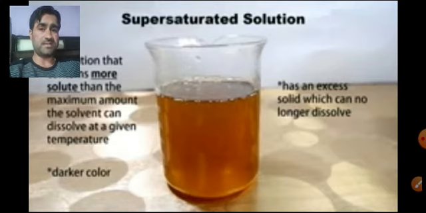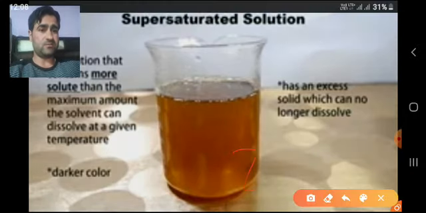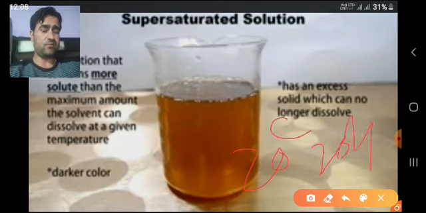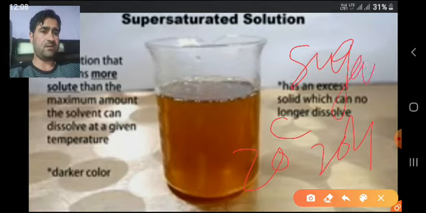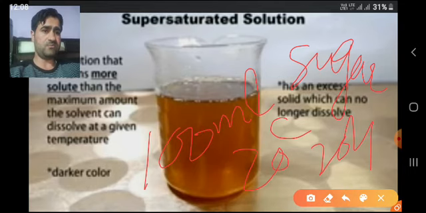For example, like I said, at 20 degrees centigrade, we can dissolve 204 grams of sugar in 100 ml of water. Water is 100 ml. We can dissolve 204 grams at 20 degrees centigrade. So if we go on dissolving 204 grams of sugar at 20 degrees centigrade, we will get a saturated solution.